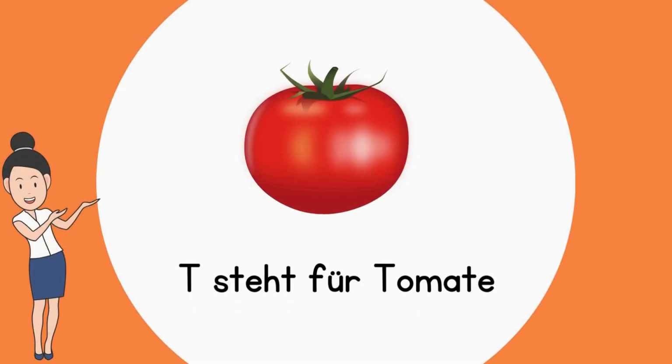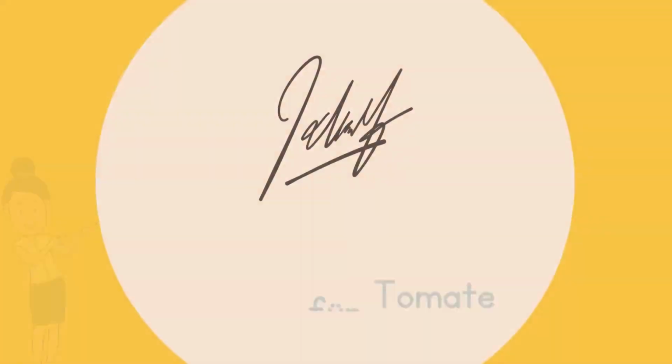Next, we have the letter T. The letter T is pronounced as T. Once again, T. And T steht für Tomate. Once again, Tomate. Tomato means tomato.